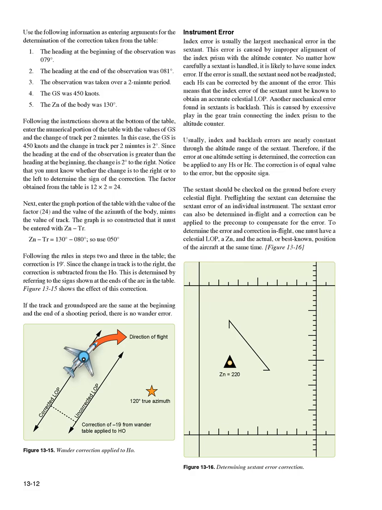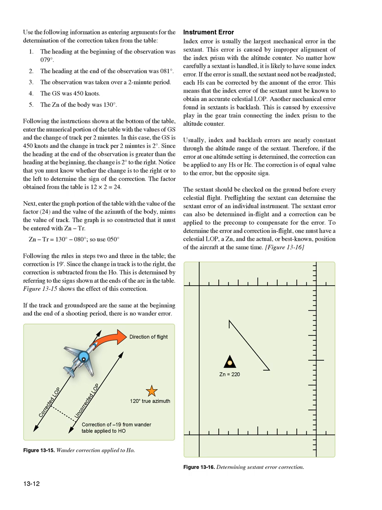Use the following information as entering arguments for the determination of the correction taken from the table. 1. The heading at the beginning of the observation was 079 degrees. 2. The heading at the end of the observation was 081 degrees. 3. The observation was taken over a 2-minute period. 4. The GS was 450 knots. 5. The ZN of the body was 130 degrees. Following the instructions shown at the bottom of the table, enter the numerical portion of the table with the values of GS and the change of track per 2 minutes.